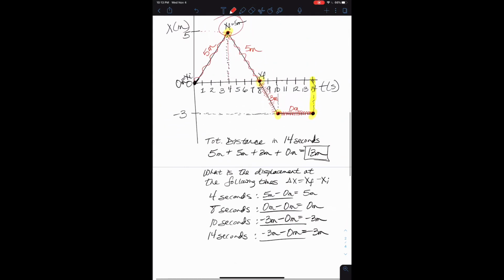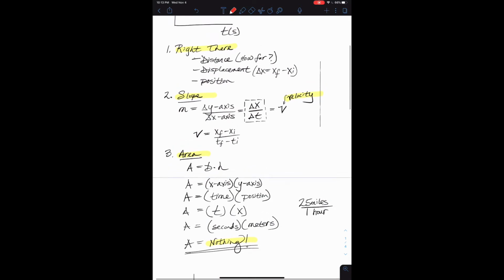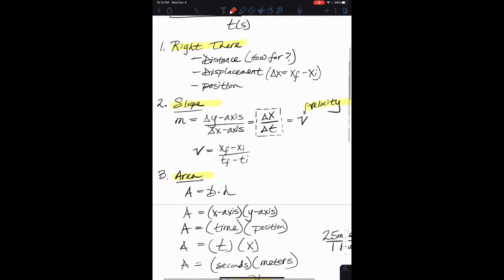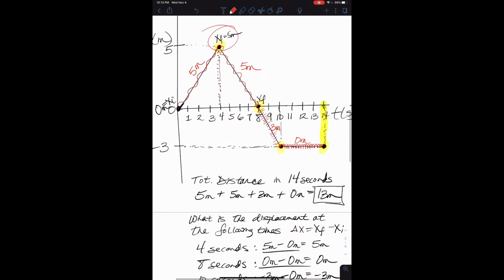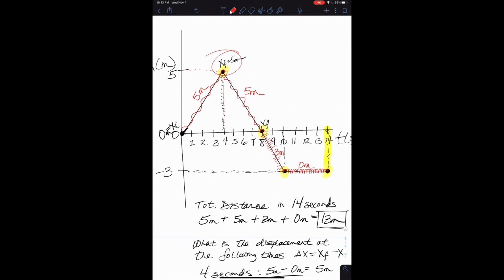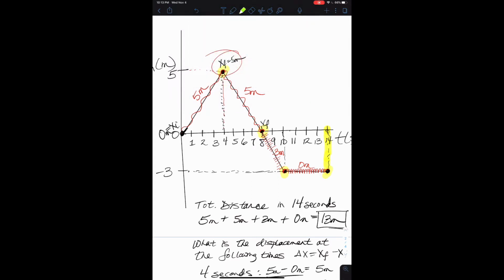Okay, let's look at the next kind of information we can get from this graph, and that is velocity, right? Velocity is the slope. So we actually have a slope right here that I'm going to calculate. Let me see if I can highlight it. Let's go with this slope right here. Now this is a positive slope. It goes up and right.